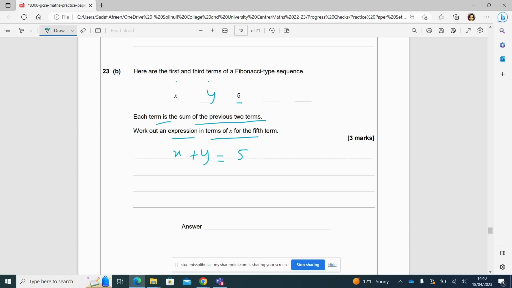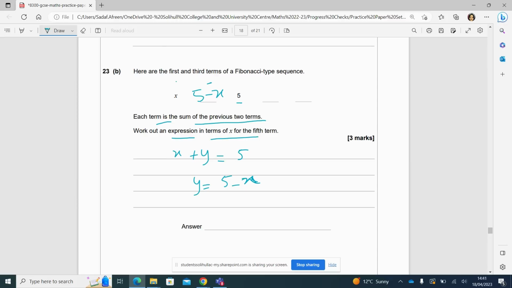Okay, so if we want to find the expression in terms of x, we need to find the value of y, which is 5 minus x. I'm just doing the opposite of what we do normally in solving any type of equation. So now we've got an expression in terms of x, which is 5 minus x. So instead of y, I put 5 minus x. So rub this off, so it's not y anymore, and we will write that down as 5 minus x. So that's the number for the second term.